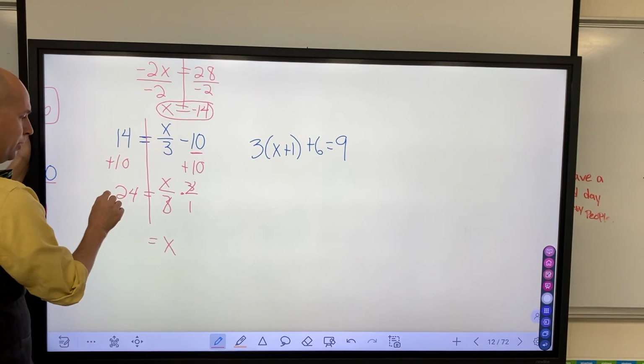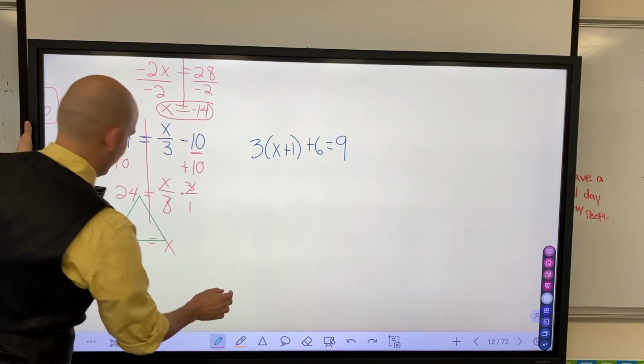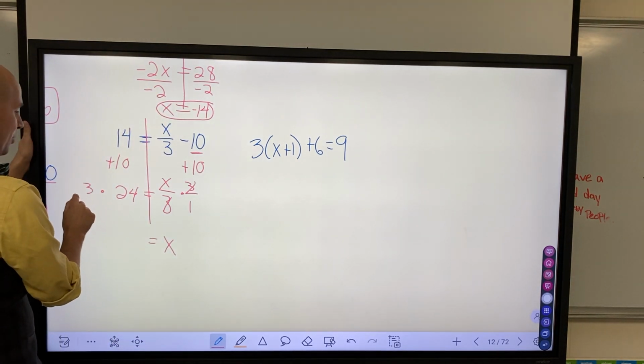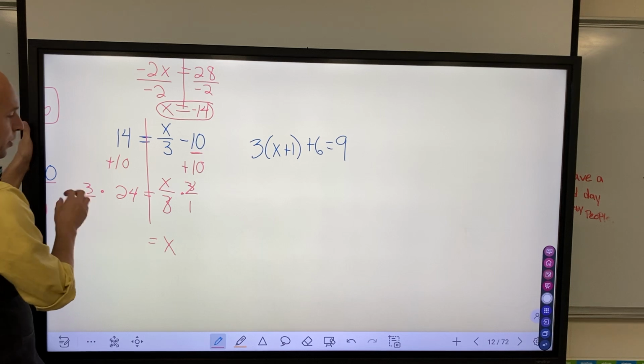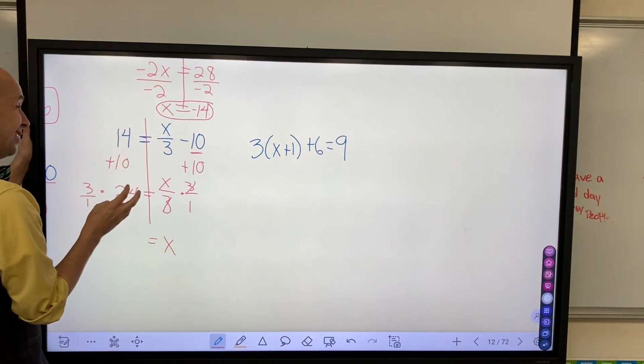24 times 3. Oh my. Whoa. Triangles coming out of nowhere. All right, times 3. 24 times 3, 3 over 1 is the same as 3. But 24 times 3, 72.